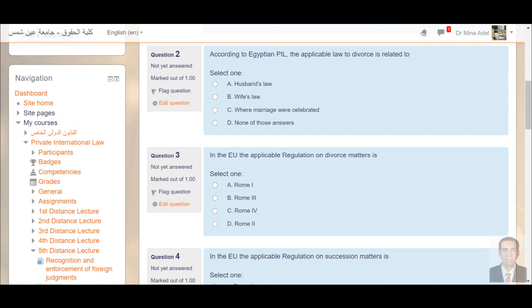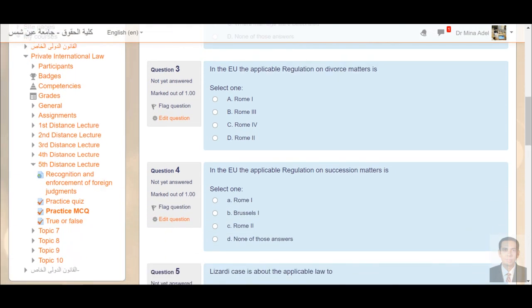According to Egyptian PIL, the applicable law to divorce is, we just answered this question, the husband's law. Third question: in the EU, the applicable regulation on divorce matters.